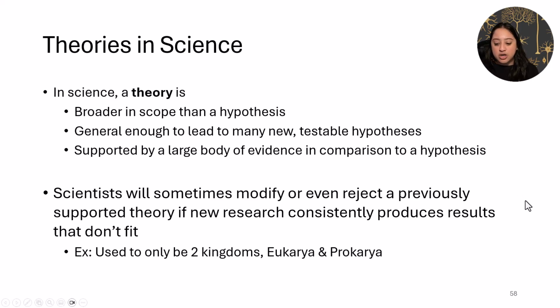And scientists are, or should be, open to being wrong. Scientists will sometimes modify or even reject a previously supported theory if new research consistently produces results that don't fit it. So, for example, there used to only be two kingdoms, eukarya and prokarya, but now we know that there are three domains: bacteria, archaea, and eukarya. Eukarya is still a big group, but we learned that there are differences between bacteria and archaea, and they're big enough that they should be two different groups. And so we refined this theory.